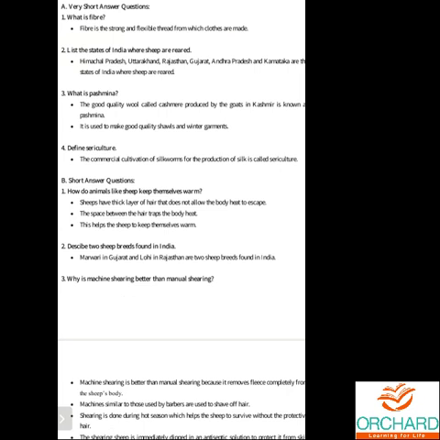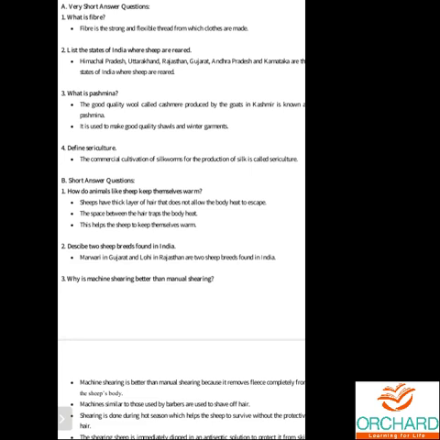As air is a very poor conductor of heat, it does not carry away heat. So what happens? The hair will retain the heat and will maintain the right temperature for the sheep to sustain. The space between the hair traps the body heat. This helps the sheep to keep themselves warm, because the trapped heat will not move away.